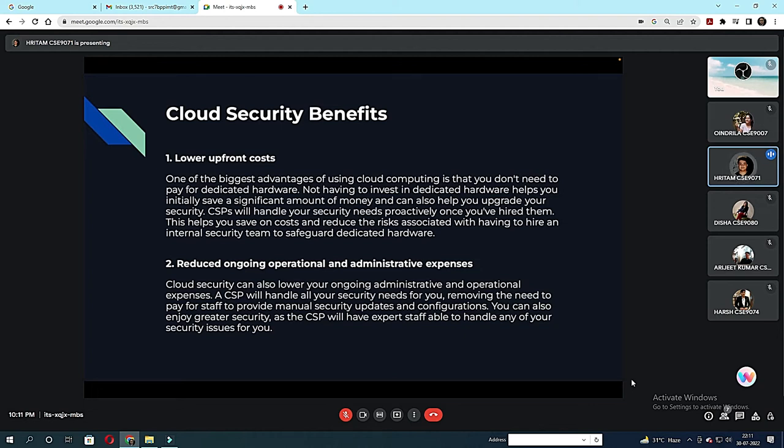The second one is reduced ongoing operational and administrative expenses. Cloud security and cloud computing can also lower any company's ongoing administrative and operational expenses. A cloud security professional will handle all our security needs for us, removing the need to pay for staff to provide manual security updates and configurations for local hardware or software. We can also enjoy greater security as the cloud security professional will have expert staff able to handle any of the security issues present in the cloud.